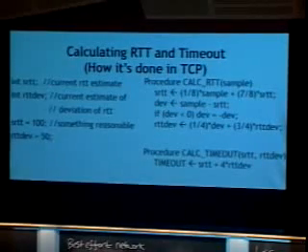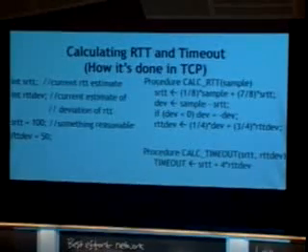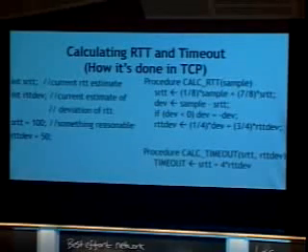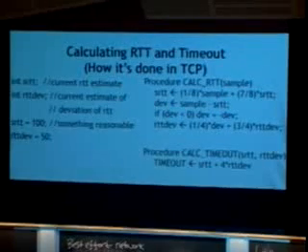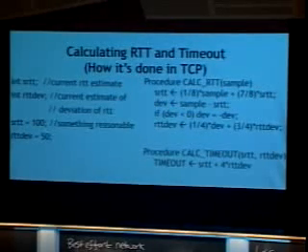And we're going to compute the deviation as I've shown here. We're going to take the absolute value of it, and then keep a running estimate of the deviation, again using one of these exponentially weighted things. In this case, we set the value of the weight to 3/4. Okay, so that's a simple way to compute the round trip time.